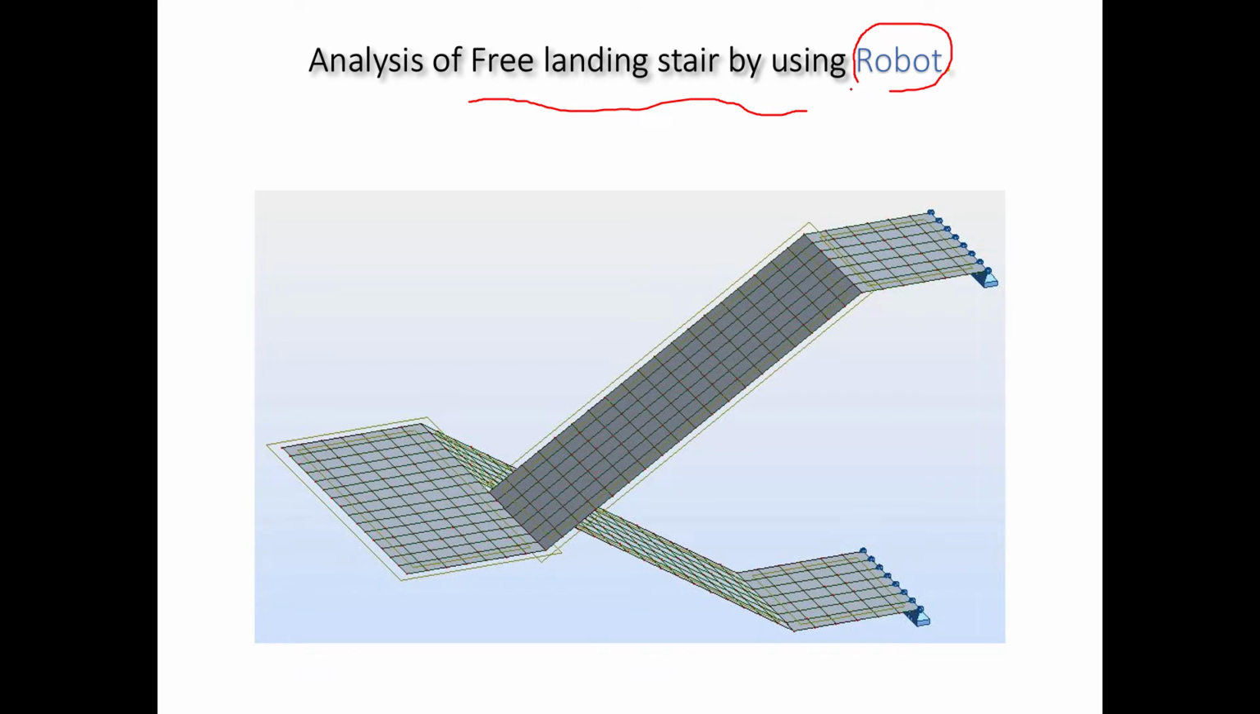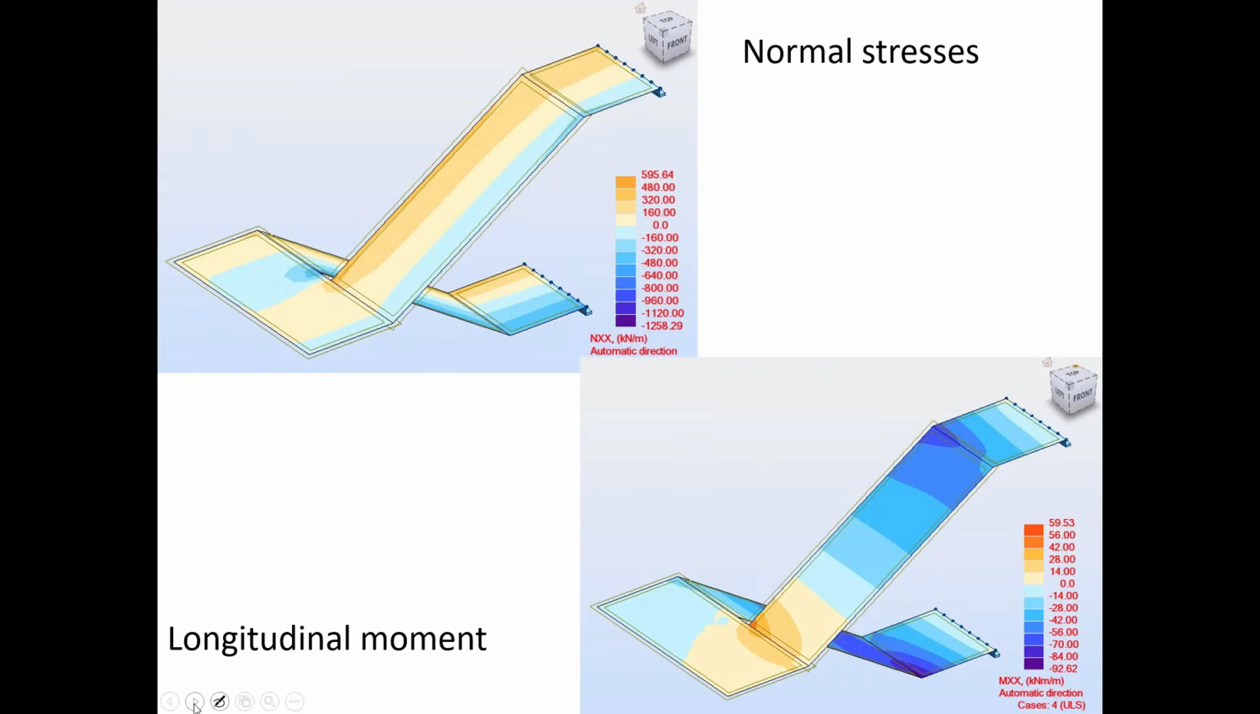Autodesk Robot Structural Analysis. The reason we are not doing these elements in ETABS is because ETABS does not have the ability to model this type of element. We can model this type of element also in SAP2000, but Robot will be much easier for us. So now we will see the normal stresses from our Robot model, and also the longitudinal moment.